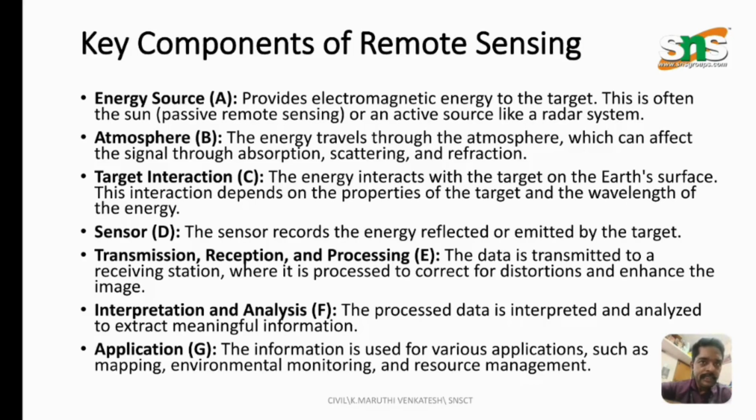Sensors. The sensor records the energy reflected or emitted by the target. Transmission, reception, and processing. The data is transmitted to the receiving stations where it is processed to correct for distortion and enhance the image. Interpretation and analysis. That is, processed data is interpreted and analyzed to extract meaningful information. Applications. The information is used for various applications such as mapping, environmental monitoring, and resource management.